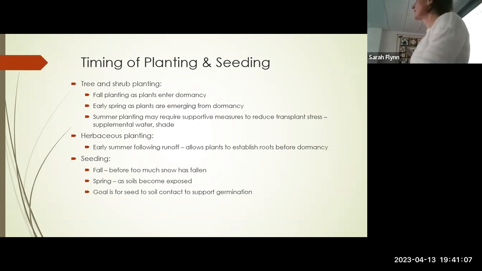Herbaceous planting, we tend to do that in the summer after runoff while the ground is still wet, and give the plants a chance to get their roots going before they go dormant again for the year, so they have an opportunity for early establishment.